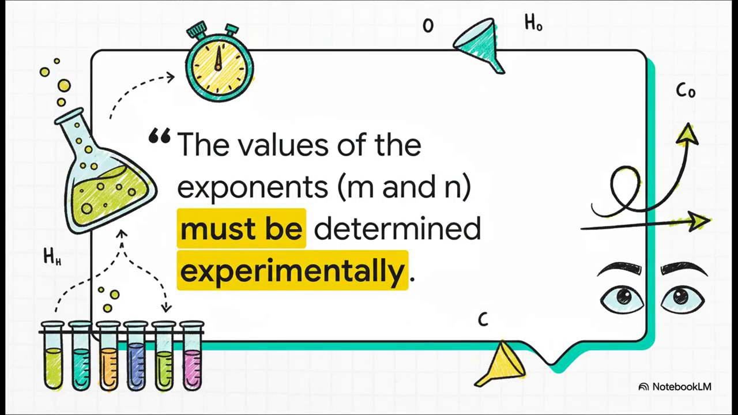Now, listen up, because this is probably the single most important rule in all of kinetics. You absolutely cannot just look at the balanced chemical equation and guess what m and n are. No way. You have to figure them out by doing experiments. It's only by actually running the reaction in a lab that you can find out how much of an impact each reactant's concentration really has on the speed.